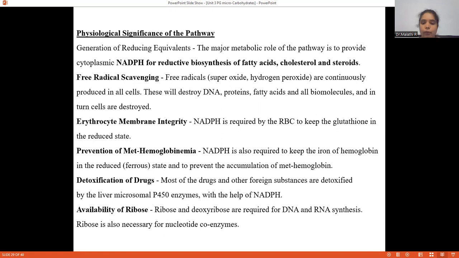The ribose sugar will be used majorly for the synthesis of RNA and DNA, and also for the synthesis of coenzymes, where the nucleotide is the essential component in the structures. So these are the major functions or significance of the HMP shunt pathway.